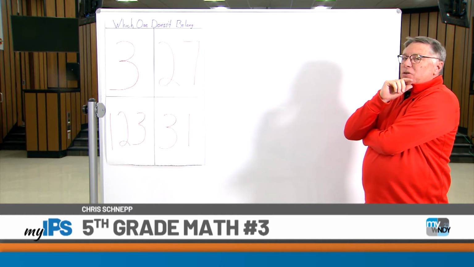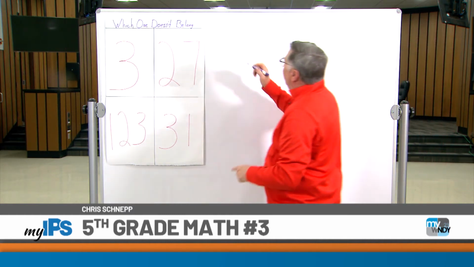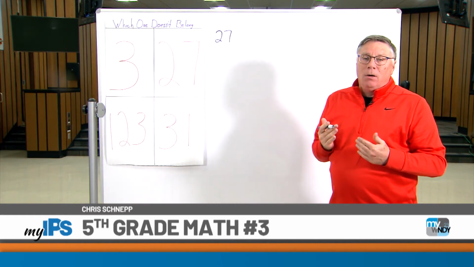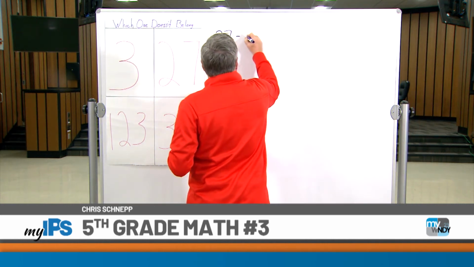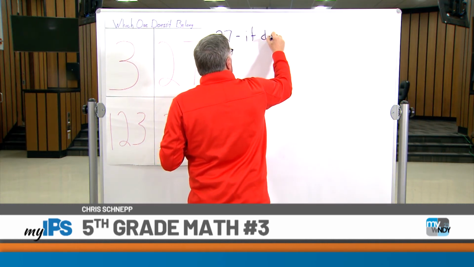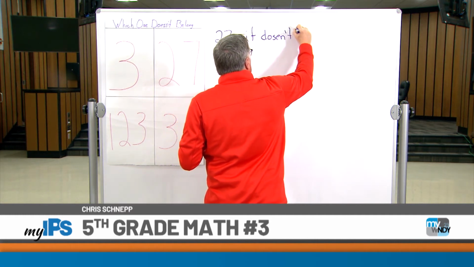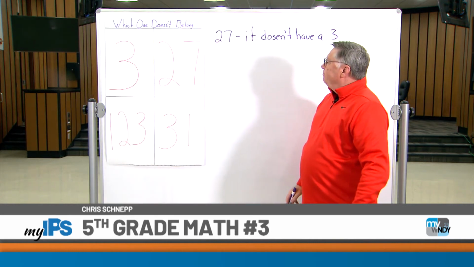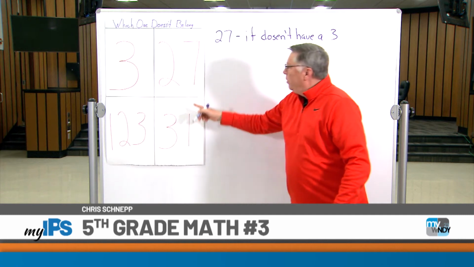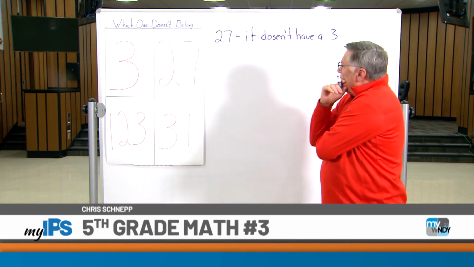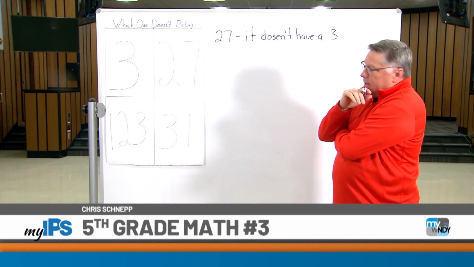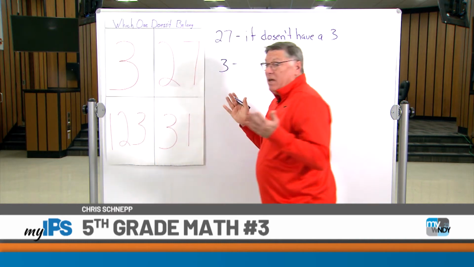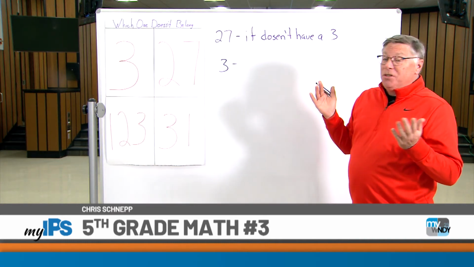Okay, there's multiple choices to this one. I don't think 27 belongs. Okay, so I'm going to write down my number, and then I'm going to write down why it doesn't belong. Okay, 27 doesn't belong because it doesn't have a 3. So if we look, 3, 123, 31, 27 doesn't have a 3. Okay, let's see if I can find something else there. How about the number 3? I don't think the number 3 belongs because it only has one digit.